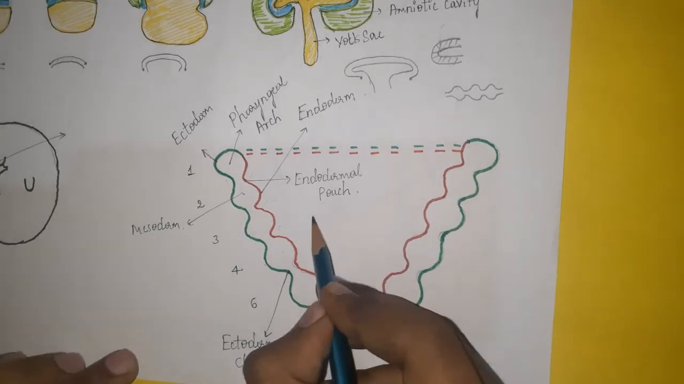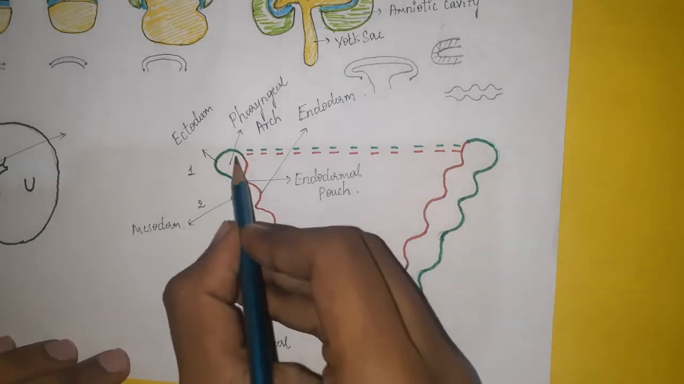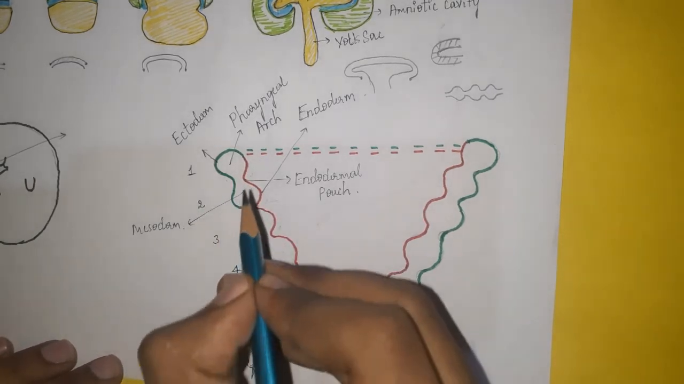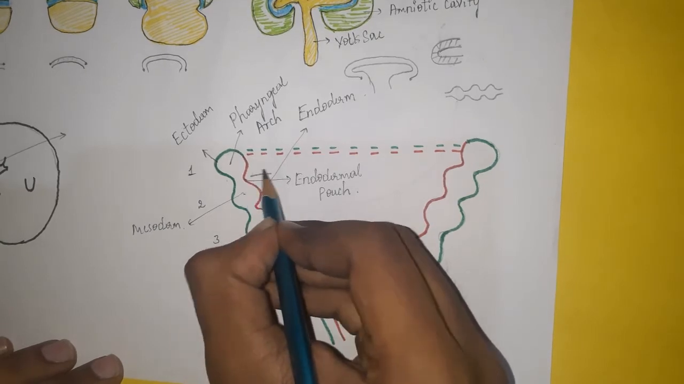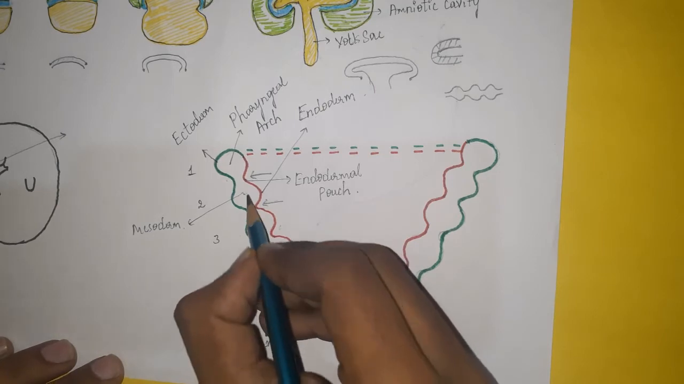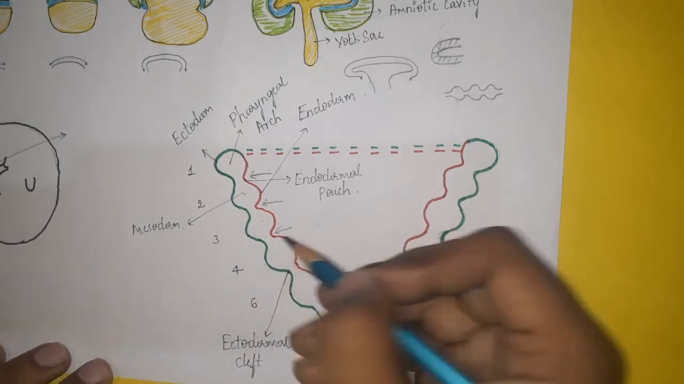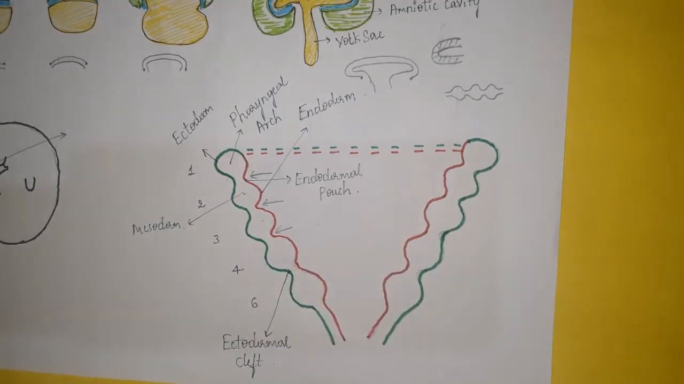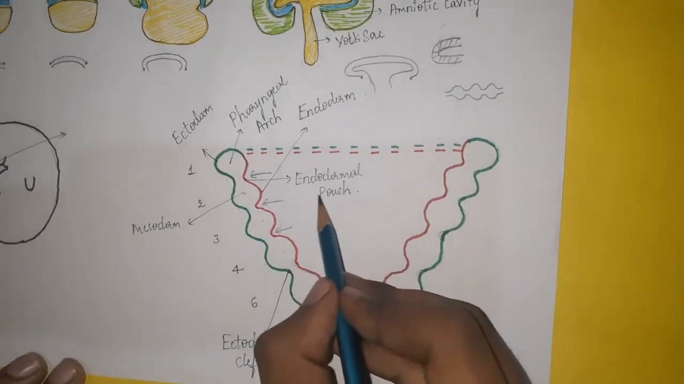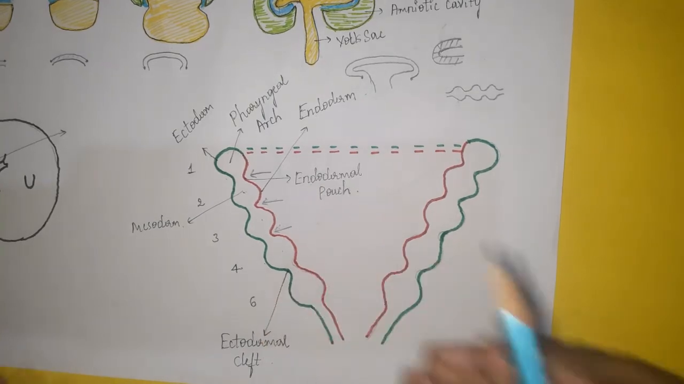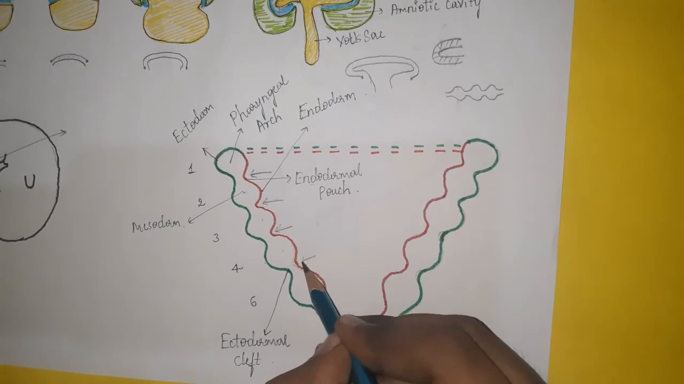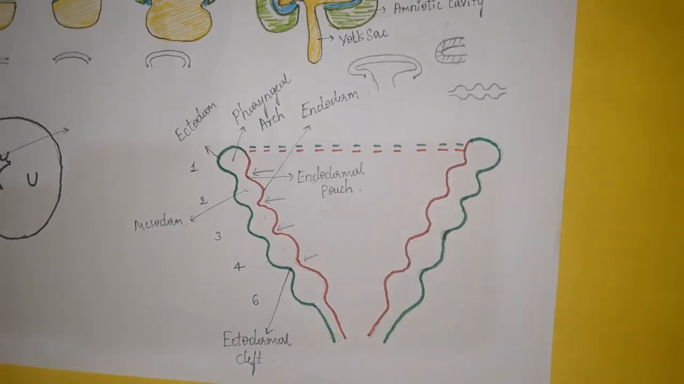Now comes the endodermal pouch and ectodermal cleft. See here, this is the inner cavity, right? This is the endodermal lining. This endodermal lining will project outward. See the arrow mark. It is projecting outward between the pharyngeal arches, diverging. These depressions are called endodermal pouches. Remember DP, endodermal pouches. There are totally 4 endodermal pouches.